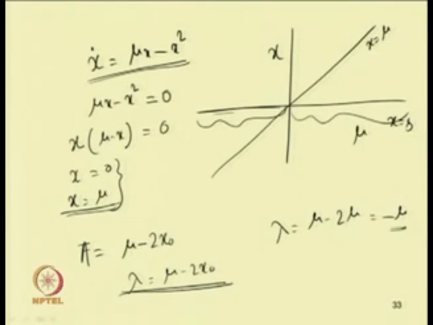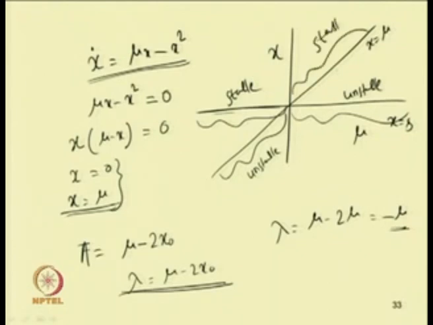For this part, when mu is negative, in the previous case this is stable and this is unstable, and now for the negative value of mu, lambda becomes positive, that is the real part becomes positive. So, this part is unstable, and corresponding to this, as it becomes positive-negative, this becomes stable. So, what we have seen is that previously we had two solutions, one stable and one unstable.